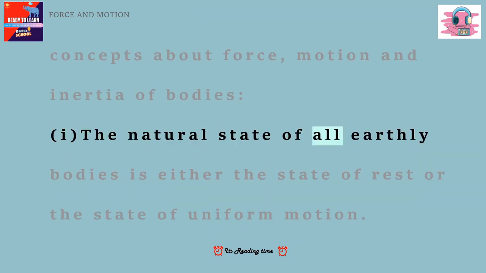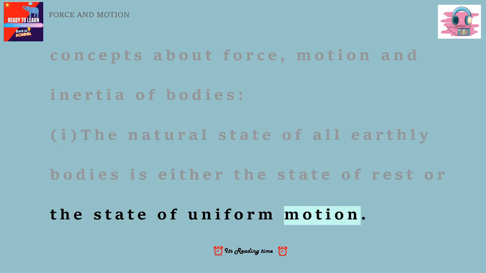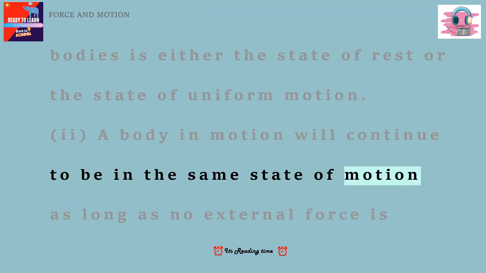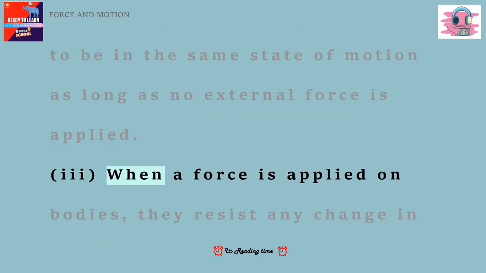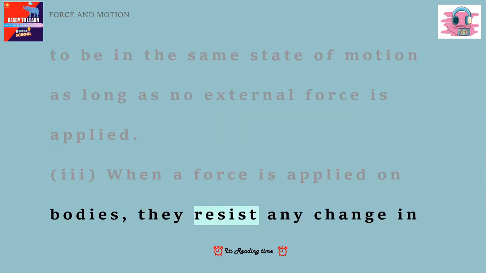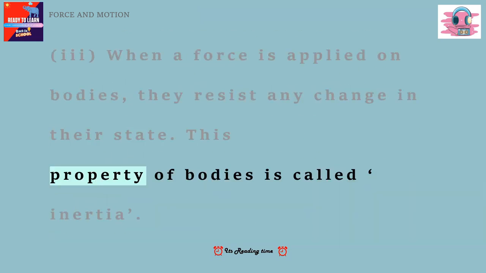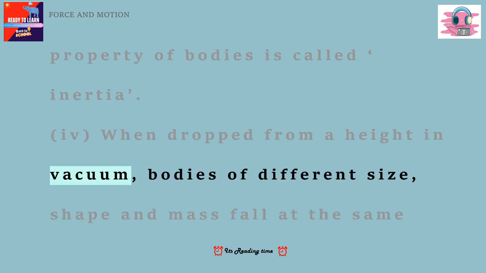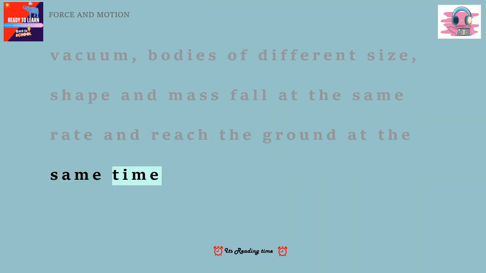Galileo proposed the following concepts about force, motion, and inertia of bodies. 1. The natural state of all earthly bodies is either the state of rest or the state of uniform motion. 2. A body in motion will continue to be in the same state of motion as long as no external force is applied. 3. When a force is applied on bodies, they resist any change in their state. This property of bodies is called inertia. 4. When dropped from a height in vacuum, bodies of different size, shape, and mass fall at the same rate and reach the ground at the same time.